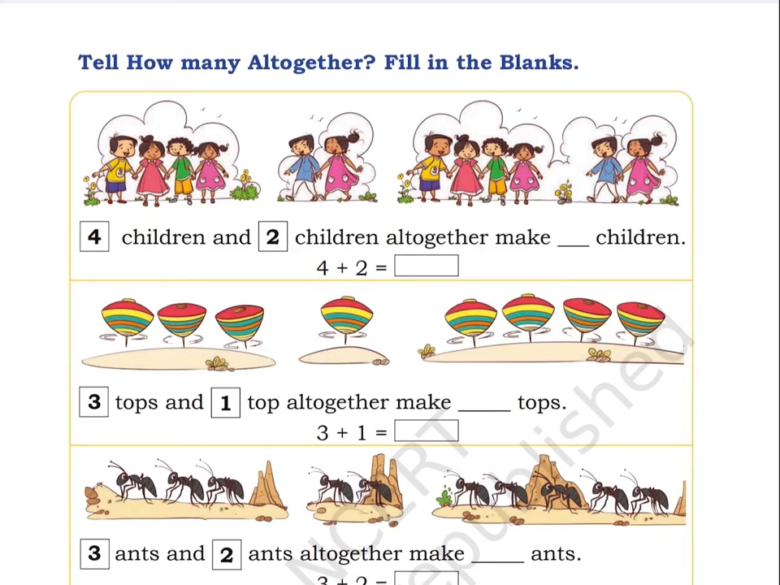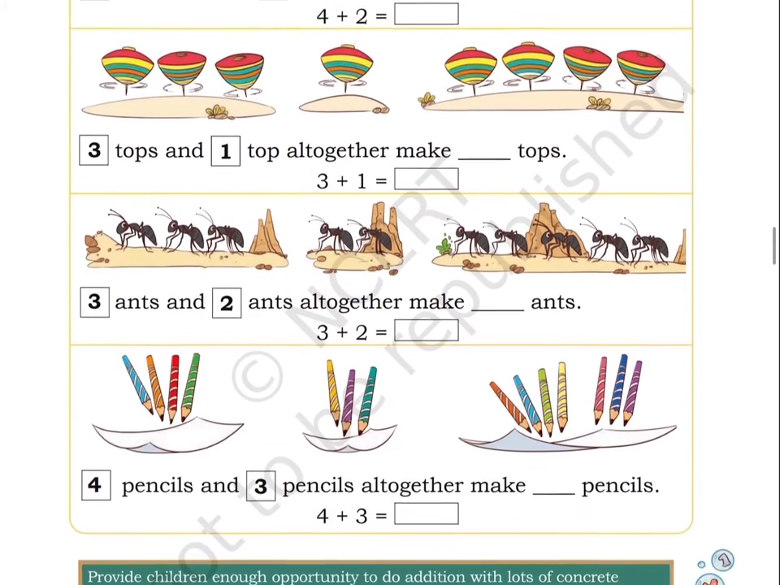In the next row, we have three tops and one top. After that, a group of tops. Three tops and one top altogether make blank tops. In the next row, we have three ants and after that, two ants. Together they make a group of ants. Three ants and two ants altogether make blank ants.